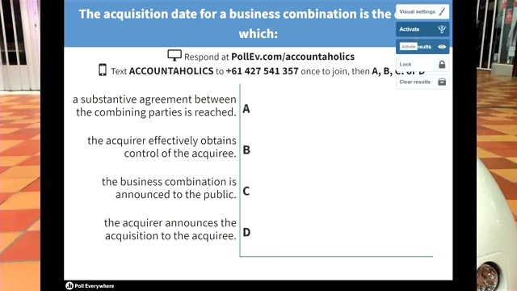Okay, let's have a look at this quiz. The acquisition date for a business combination is the date on which? Have a look, think about it.